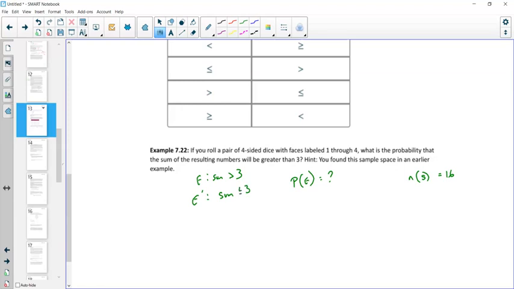And rolling 2 dice, I could have a 2 or a 3 as this event. Now, there's only one way I can get a 2, 1 and 1. However, I can get a 3 as 1 and 2 and 2 and 1. So now the number of outcomes in the event E complement is 3. So the probability of E complement is simply 3 over 16.